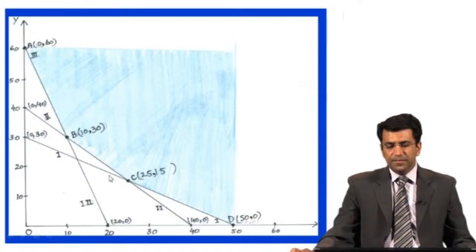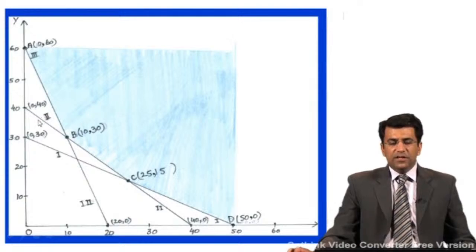This is our first line, this is our second line where the coordinates are (40, 0) and (0, 40), and this is our third line represented by this number 3, and these are the relevant coordinates on the x-axis and y-axis. So we have drawn all of these 3 lines.